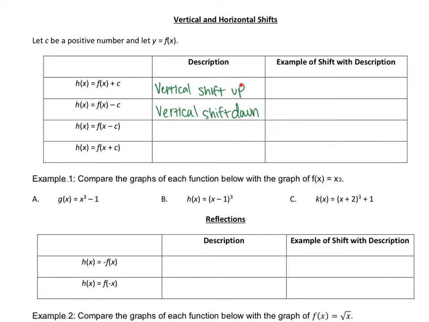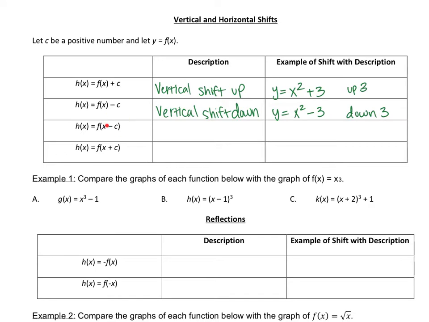So if I had something like this, this could be a function where maybe y equals x squared, and then I had a plus 3 on the side. So this would be up 3. Or if I had x squared and had a minus 3, this would be down 3. So this is only a vertical shift that goes up and down if the constant is either being added or subtracted on the outside of the function.